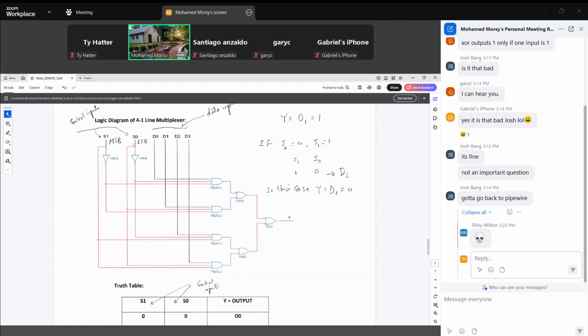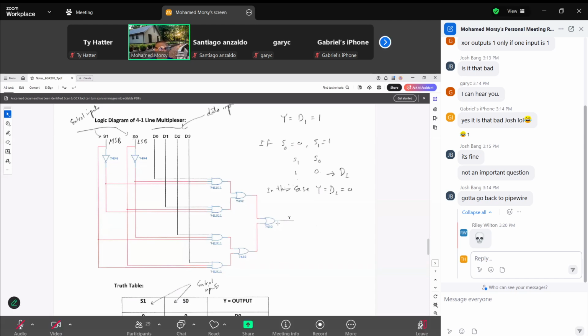So we have S0 and S1 connected to inverters here, and this IC is number 7404, and the inputs are connected to AND gates with IC number 7411, and the outputs are connected to OR gates with number 7432.